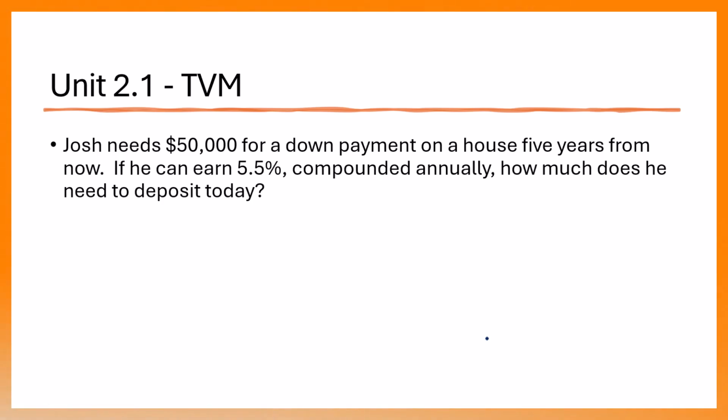Josh needs $50,000 for a down payment on a house 5 years from now. If he can earn 5.5% compounded annually, how much does he need to deposit today? This is our first problem where we're not solving for future value because we're given the future value. Josh needs $50,000 for his down payment on the house. And the question is, what would he need to deposit today? That means it's a present value question, and we need to discount this $50,000 back to the present.